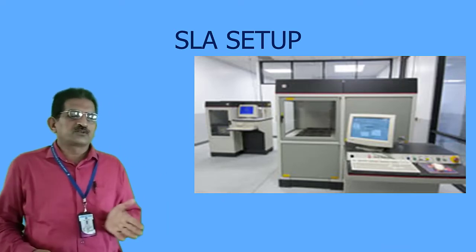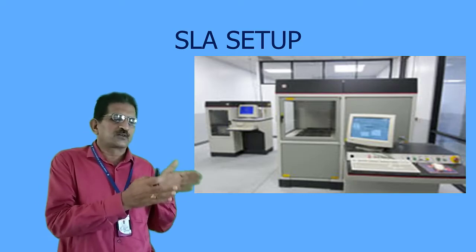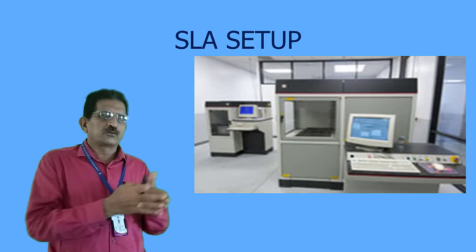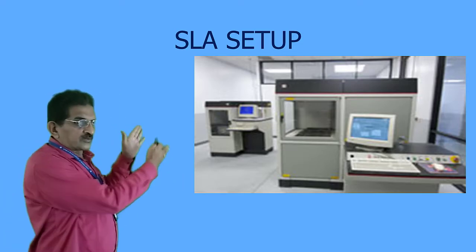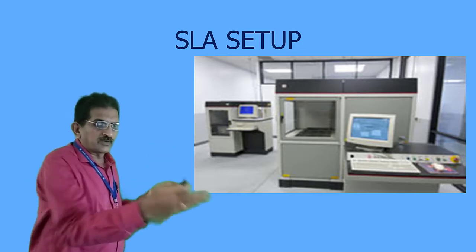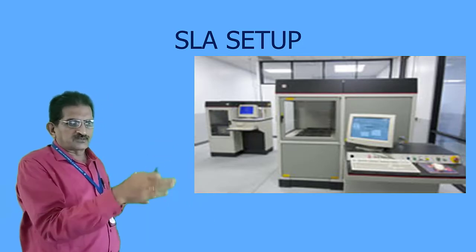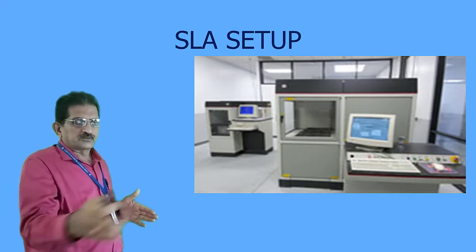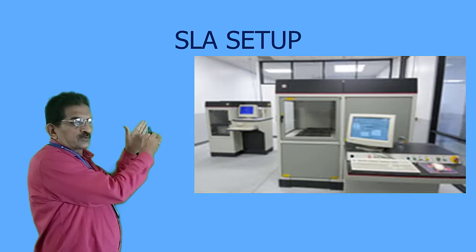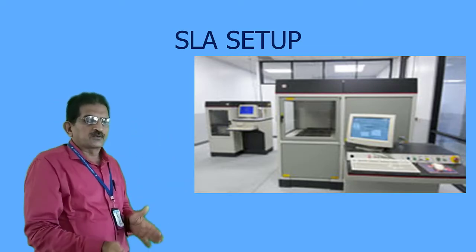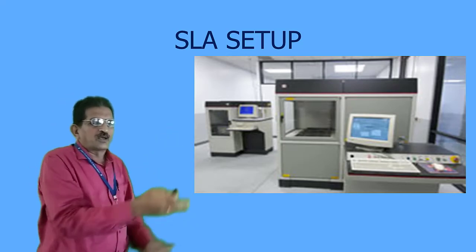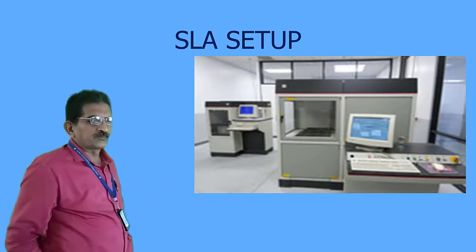This is the SLA setup. Basically, first we convert a CAD model into an STL model. Then it is loaded onto the bed of the machine. Then the slices are cut and it comes out as a product. So we give the input material and it comes out as a product. Before that we make the CAD model and load it as an STL file, and it is a totally automatic setup.